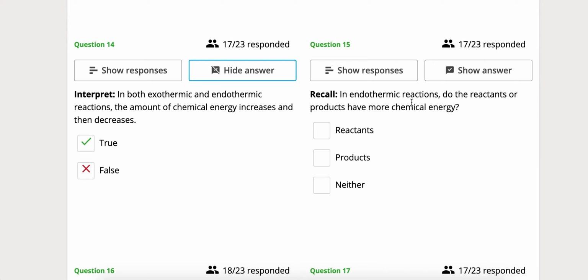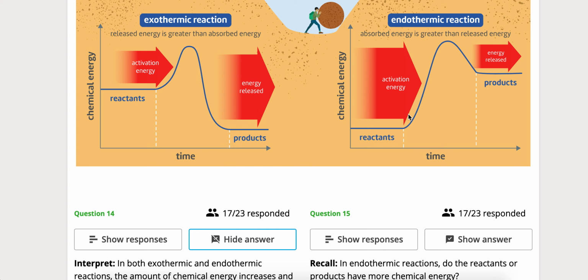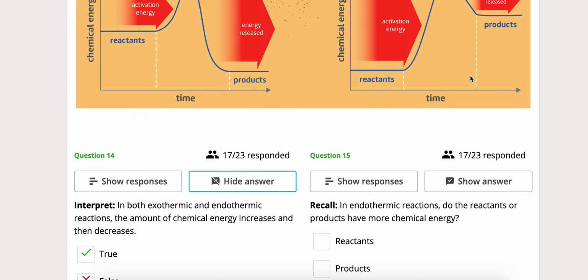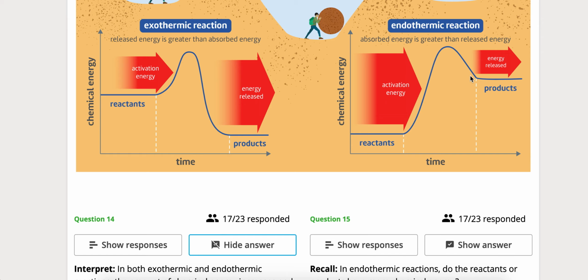For question 15, in endothermic reactions, do the reactants or products have more chemical energy? For endothermic reactions, let's take a look at this one here. It's asking us if our reactants or our products have more energy. So, chemical energy is shown on this left-hand side scale. So the higher it is, the more energy is released.